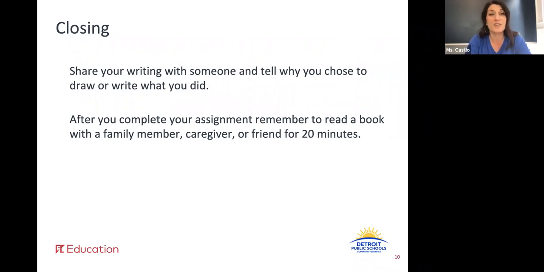All right, we've done our reading, we've done our thinking, we were able to talk about it, and then you just finished your writing. What I want you to do in closure is share your writing with someone and tell why you chose to write what you did. And after you've completed this assignment, remember to read for 20 minutes. That's such a gift. Have fun. Read with a family member, a friend, or a caregiver.